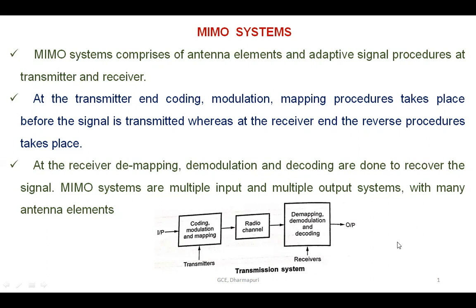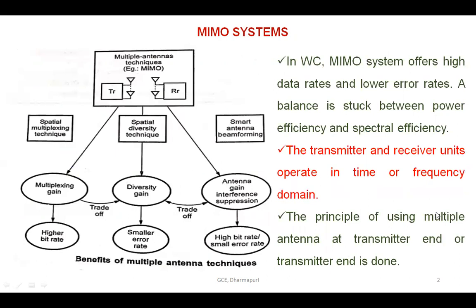This is the transmission system of MIMO. So you will see then that the block diagram shows the benefits of multiple antenna techniques. That is the spatial diversity technique, diversity gain, multiplexing gain. In wireless communication, the multi-input, multi-output system offers high data rates and lower error rates. A balance is struck between power efficiency and spectral efficiency.